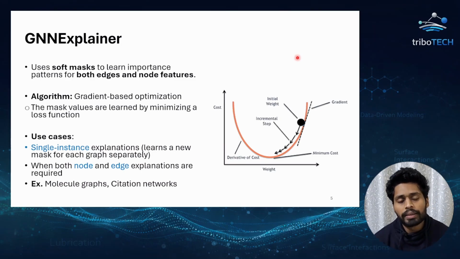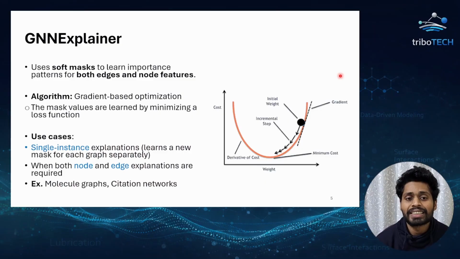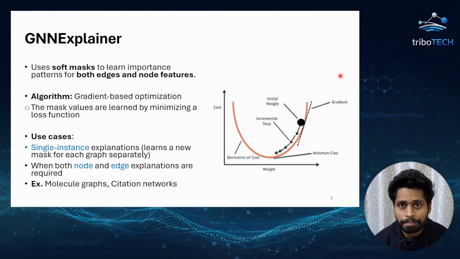The algorithm that GNN explainer uses is gradient-based optimization. The mask values, the soft masks, are learned by minimizing a loss function, as you can see in this picture over here. The use case of GNN explainer is mostly in single instance explanations, because they learn a new mask for each graph separately, right? So they are naturally suited for single instance explanations.